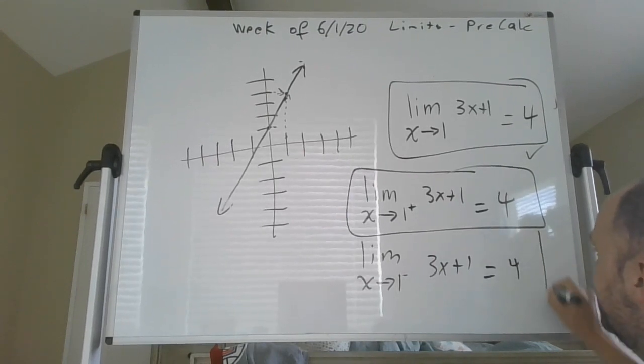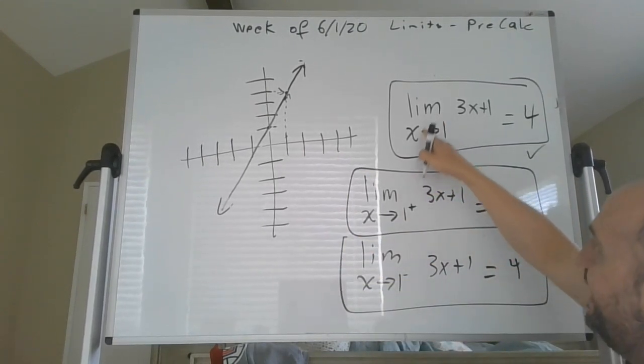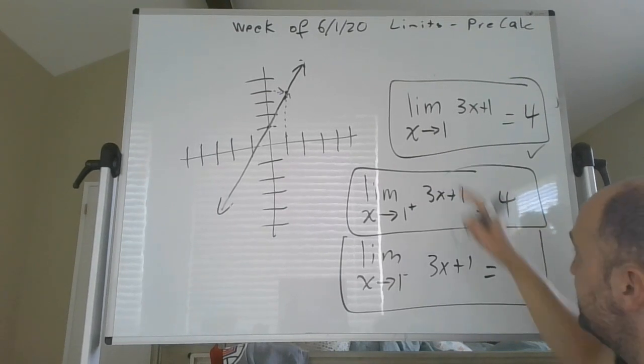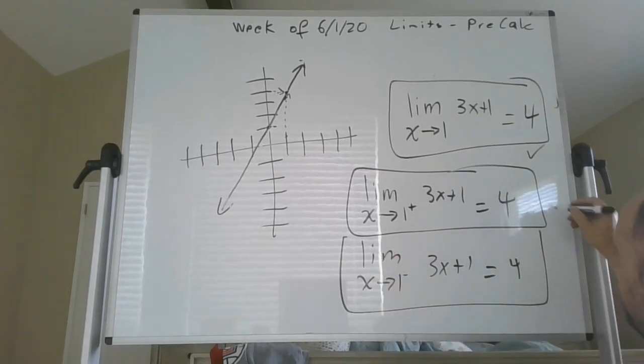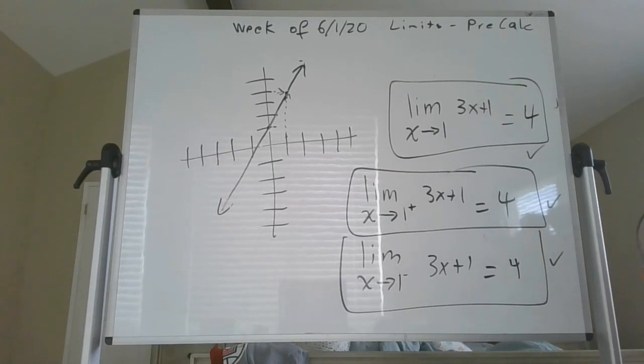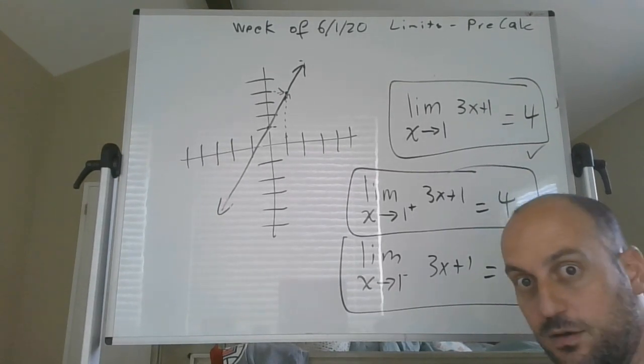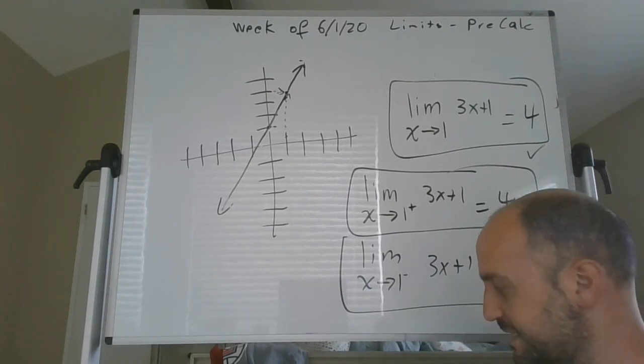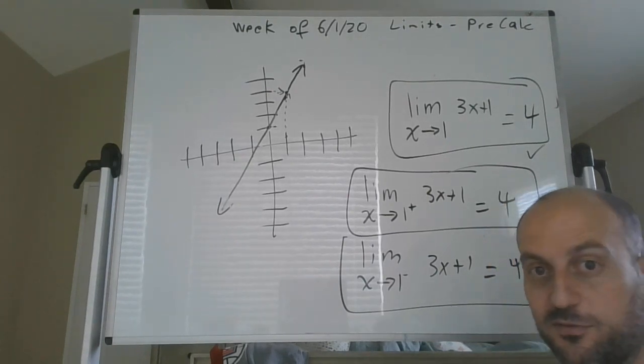In order for the limit of 3x plus 1 as x approaches 1 to exist, this and this, from the right and from the left, should be approaching the same number, 4 and 4. Okay, now, isn't that always the case? It's not always the case.